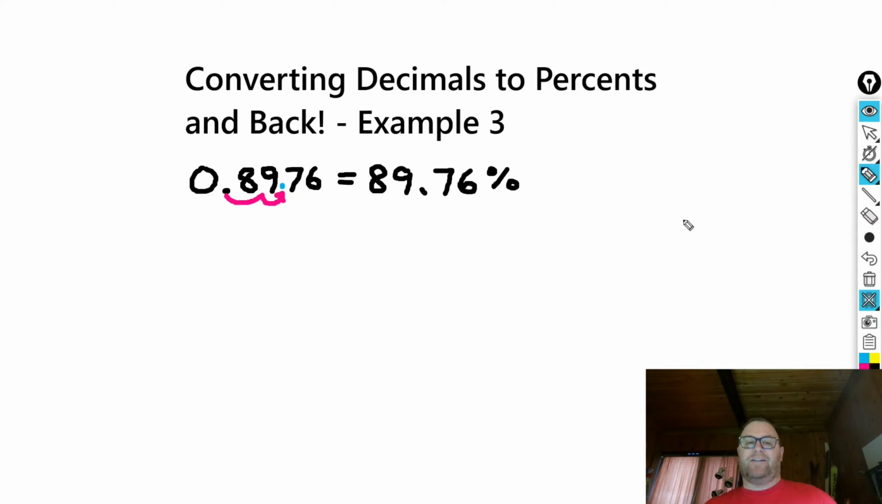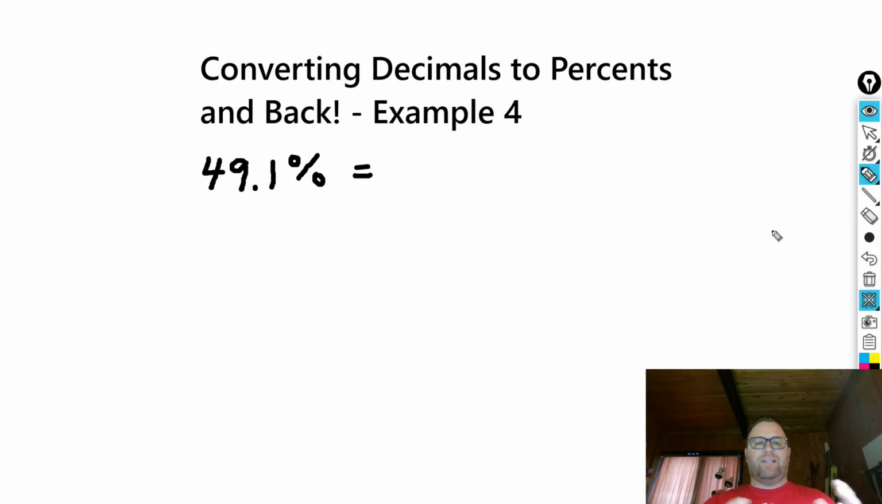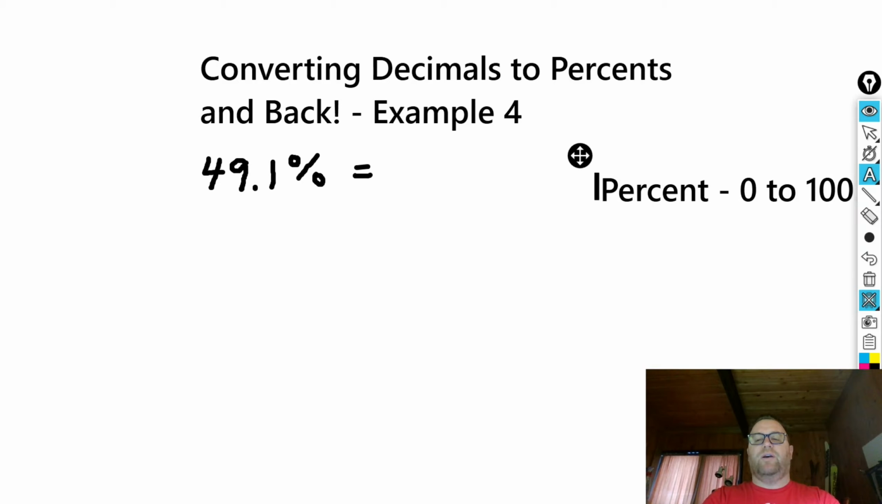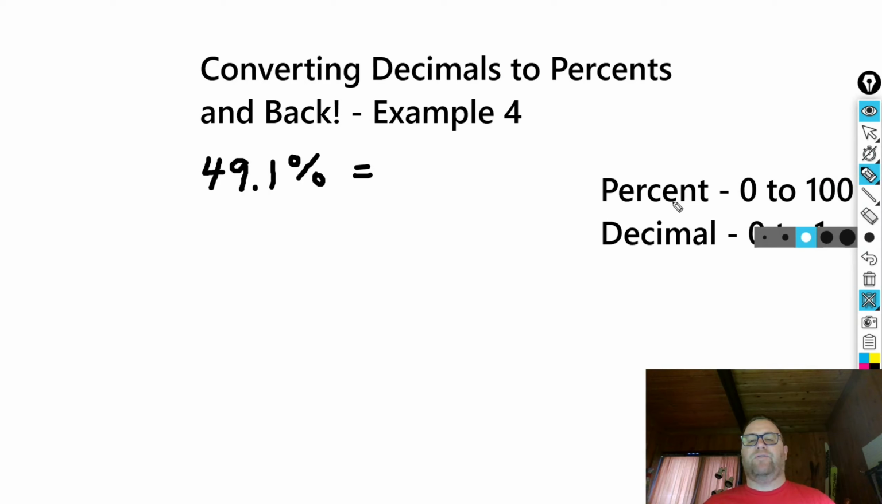Now let's take a look at converting from percents back to decimals. In our fourth example, we've got a percent, 49.1%, and we want to convert it back to a decimal. Now, as a refresher, a percent is from 0 to 100, and a decimal is from 0 to 1. So when we convert back from a percent to a decimal, we want to divide by 100.